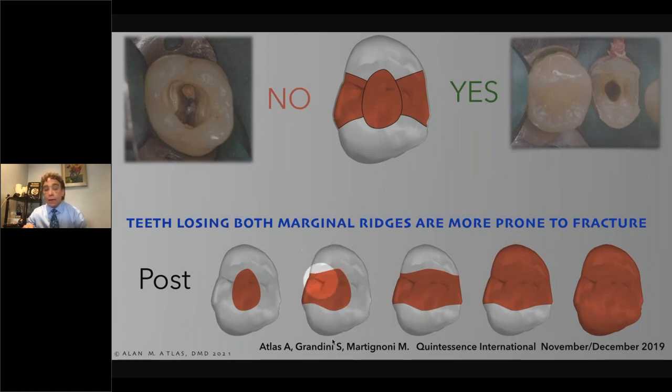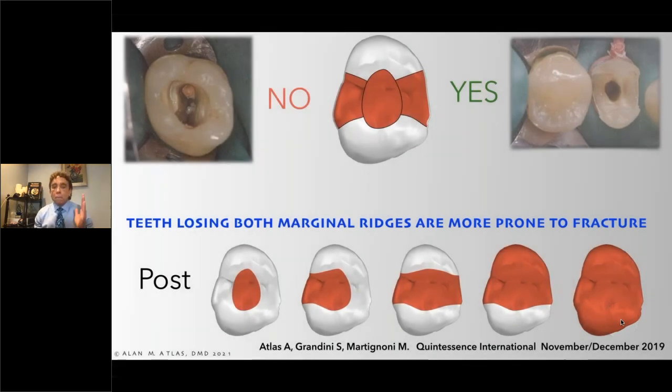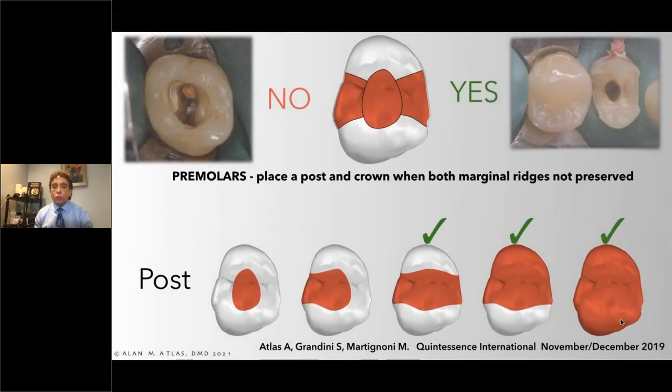Here, again, would I put a direct restoration or indirect? It depends on how the cusps look, and the patient's function. Bottom line, I'm going to put an overlay or a crown on this tooth. When you lose both marginal ridges, it's a no-brainer. You need to do an overlay or a crown depending on the tooth. And then with no tooth structure, missing a great amount of cusp, decoronation, you're going to have to put a post in these teeth. So again, premolars, place a post and crown when both marginal ridges are not preserved.